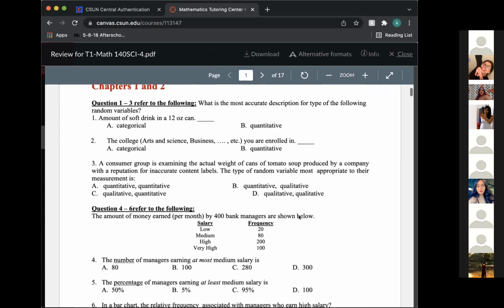Three, a consumer group is examining the actual weight of cans of tomato soup produced by a company with a reputation for inaccurate content labels. The type of random variable most appropriate to the measurement is, well, it's an actual weight.